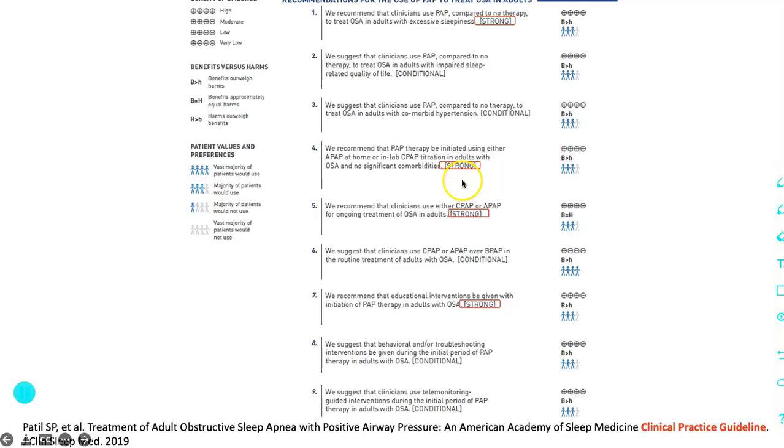The second strong recommendation is to use PAP therapy initiated using either APAP or in-lab titration in adults with OSA with no significant comorbidities. And the third strong recommendation is that we recommend the clinician use CPAP or APAP for ongoing treatment of OSA. And the fourth one is to recommend educational interventions be given with the initiation of CPAP therapy, which signifies the importance of the initial PAP education and the troubleshooting and regular follow-up of these patients.